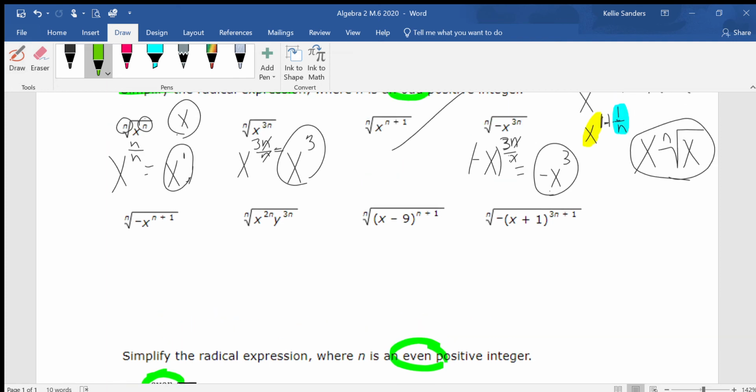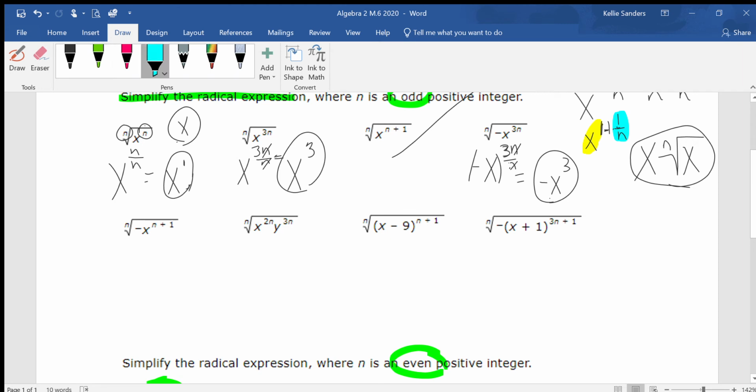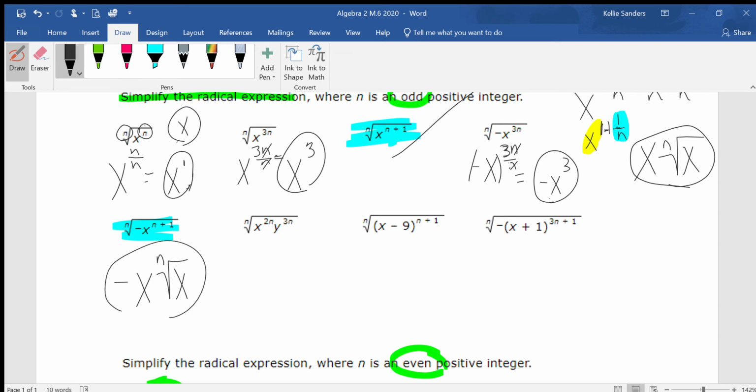This is the same exact problem as this one, except because your n is odd, our answer is going to be negative. x to the 2n over n, y to the 3n over n, the n's cancel: x squared, y to the 3rd. They could all be that way, right?